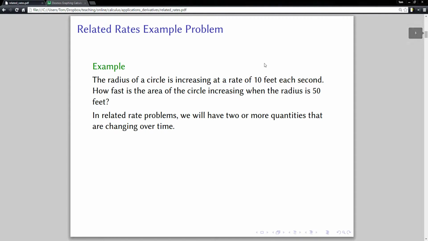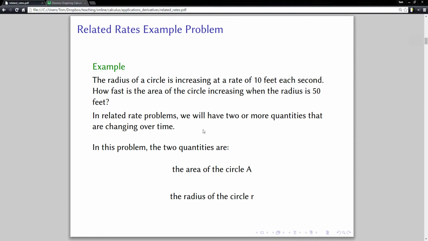So in related rate problems in general, you're going to have two or more quantities that are changing over time. In this problem we have the area and the radius. So the very first thing that you want to do in these related rate problems is identify those quantities that are changing over time. So here, clearly, it's the area of the circle and the radius of the circle. And we're going to call the area of the circle A and the radius of the circle R.